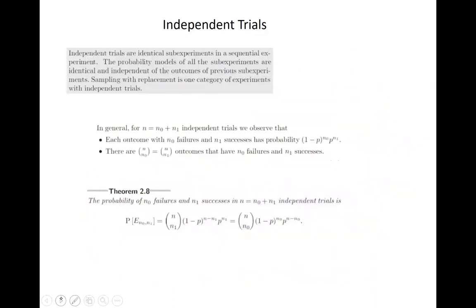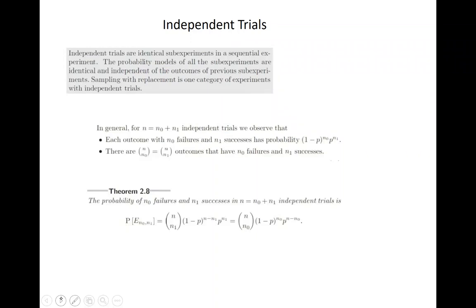Independent trials. These are simply identical sub-experiments, and we again have sequential experiments, and the probability model for each sub-experiment is independent and identical of the outcomes of other sub-experiments. Sampling with replacement is one of the categories of experiments with independent trials.